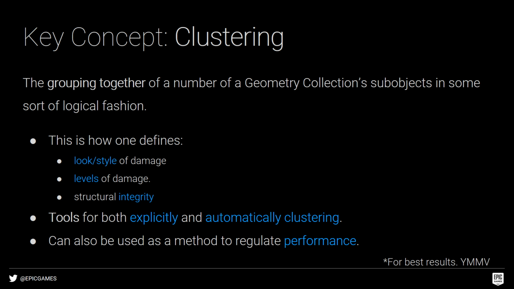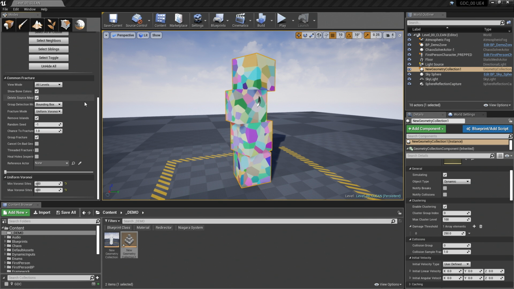Okay, so yeah, this is how one defines the look and style of the damage, and also your damage levels. So we want to be able to take an object, make it break into large chunks, and then subsequently smaller chunks as things fall apart. And it also helps us define the geometry collection's sort of concept of a structural integrity. All right, so let's get started.